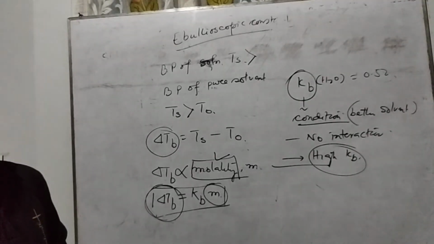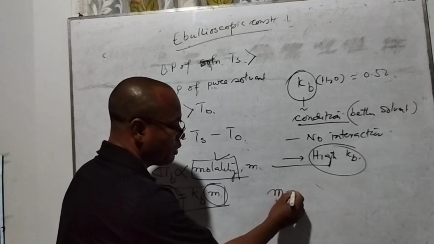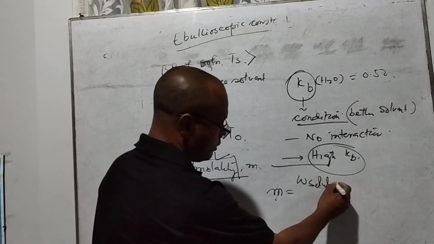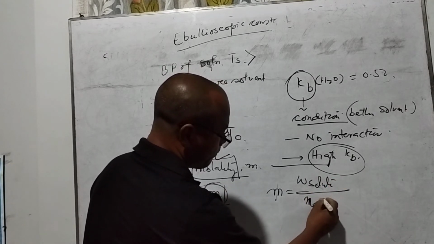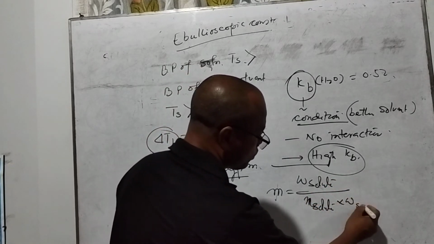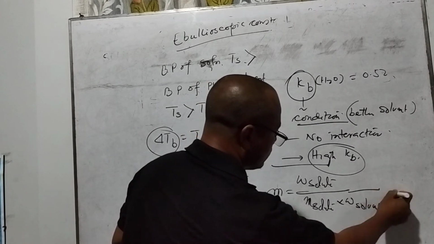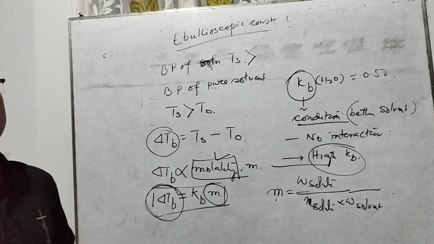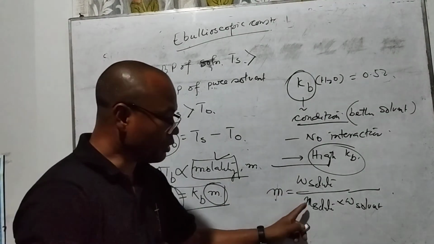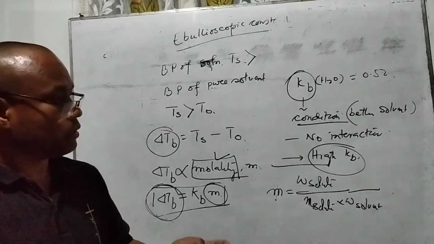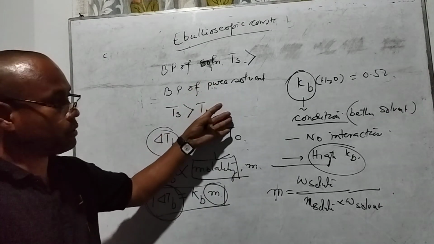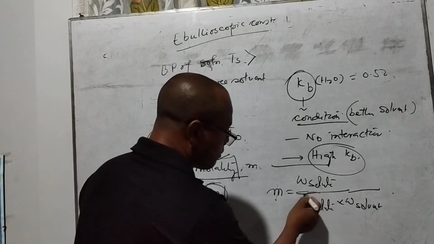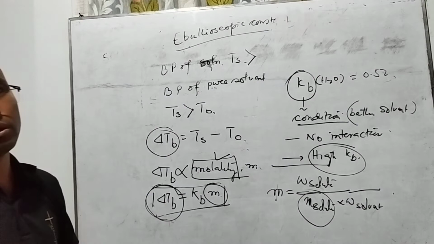Not only delta Tb, here is another aim: molarity. As we know the definition of molarity, we write W solute divided by M solute multiplied by W solvent. In this equation, what we normally do is calculate the molecular mass of the solute. In our previous colligative property, relative lowering of vapor pressure, it was also possible to calculate the molecular mass of the solute from the equation we derived.